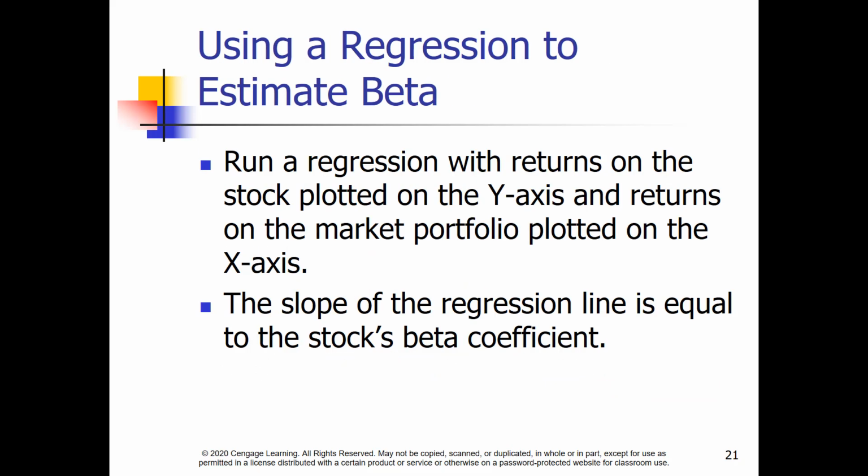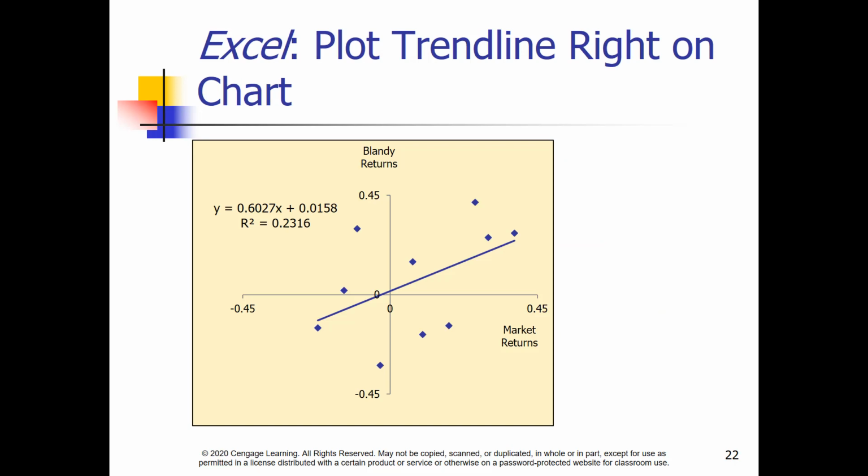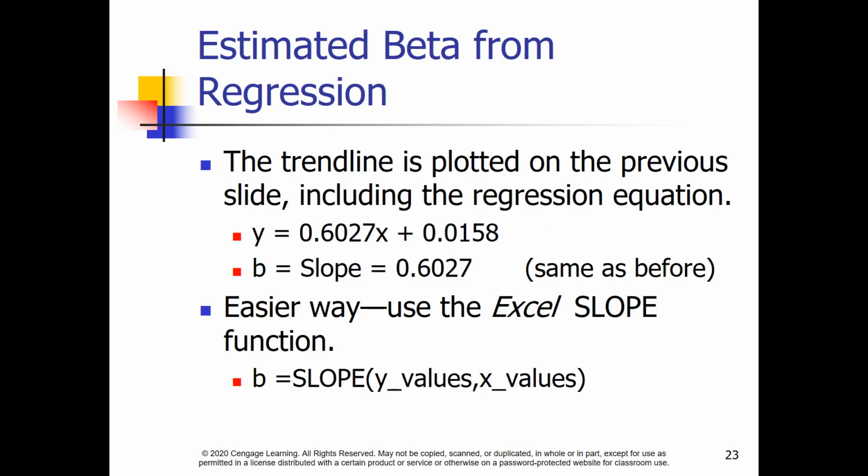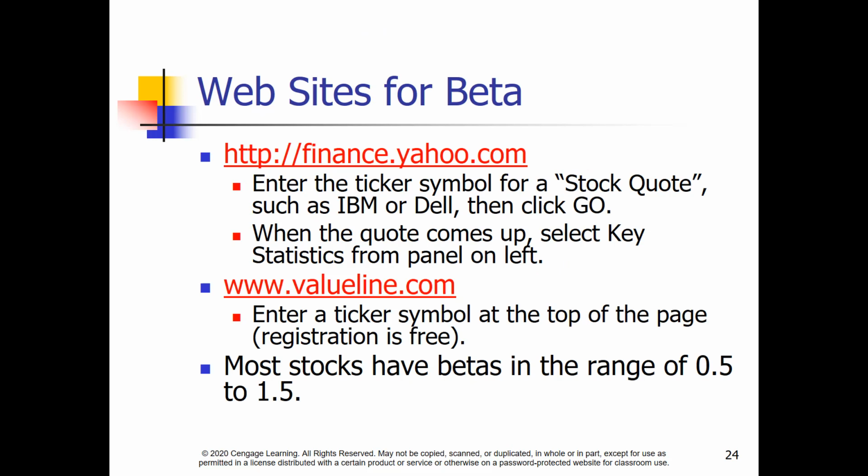To estimate beta from historical data, we could run a regression of the returns on the asset against the returns on the market. The slope of the resulting line is beta. Using Excel, we can plot the trend line and see the resulting equation. Conveniently, the resulting beta is 0.6027, very close to our earlier calculations. Note the scattering of the data points and the relatively low R-square value of 23%. Excel also has a slope function, which will find beta for you. Beta estimates are provided by many analysis sites, including Yahoo Finance and Value Line.